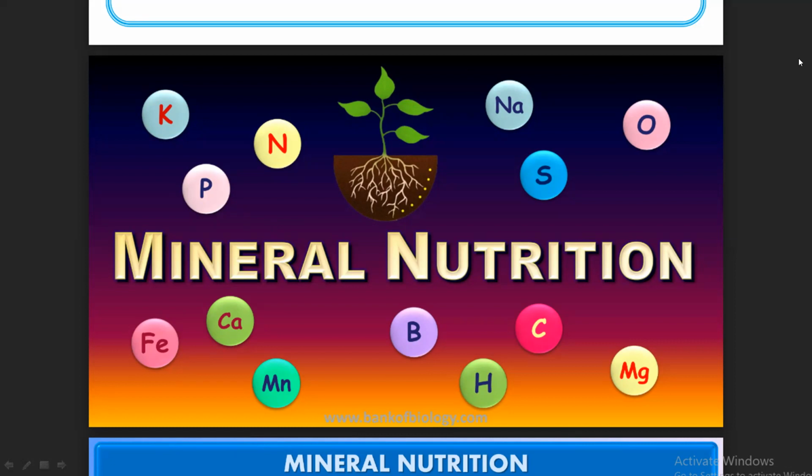Now, mineral nutrition. You can see what is this? Potassium, nitrogen, phosphorus, sodium, sulfur, oxygen, iron, calcium, manganese, boron, carbon, hydrogen, and magnesium. So these are some mineral nutrients. Mineral means mostly which are available in the soil. From the soil, they will get the nutrition. The other macronutrients are carbon, carbohydrates, fats, proteins, sugars.